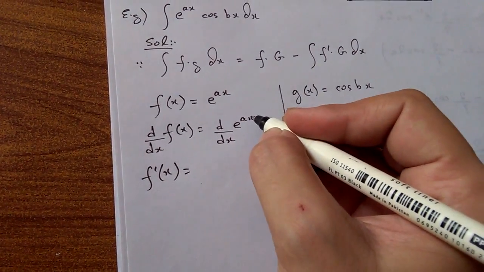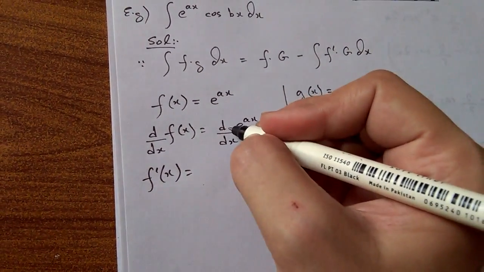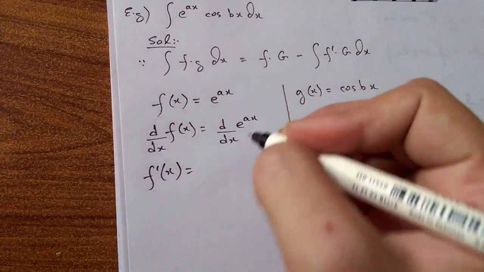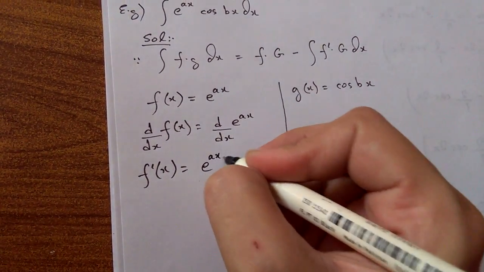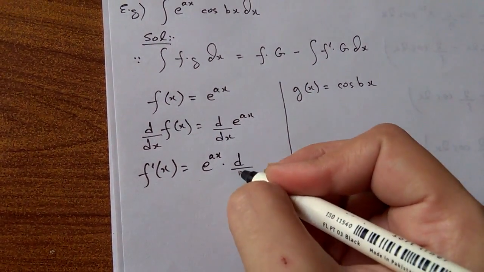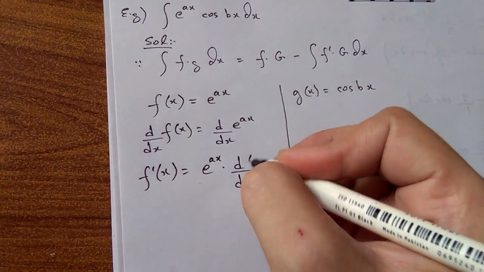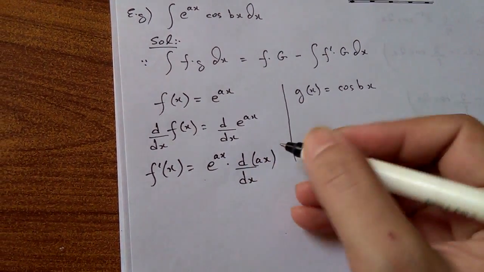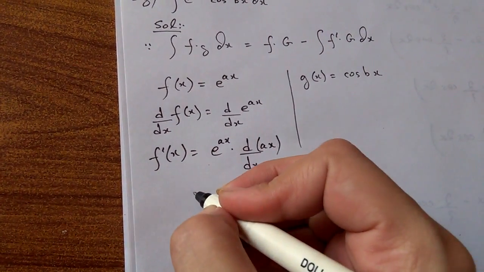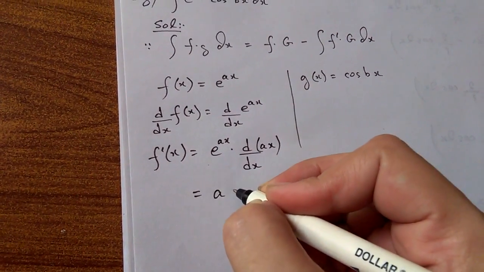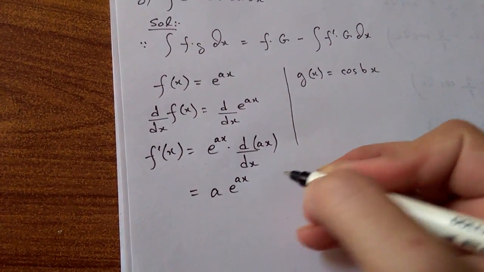And you are going to apply a chain rule because the derivative of your exponential is the exponential itself, and then you have to apply the chain rule on the power. Okay, so it comes out to be your a. So the final answer comes out to be your ax.